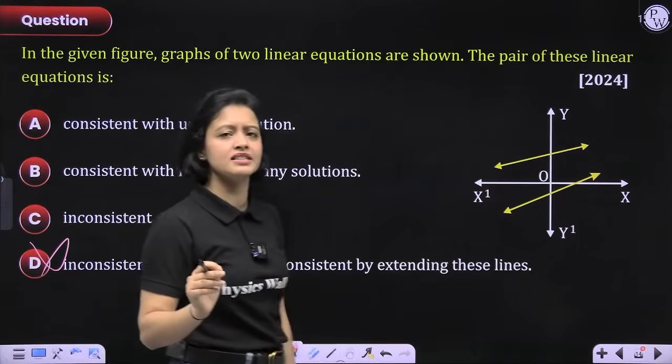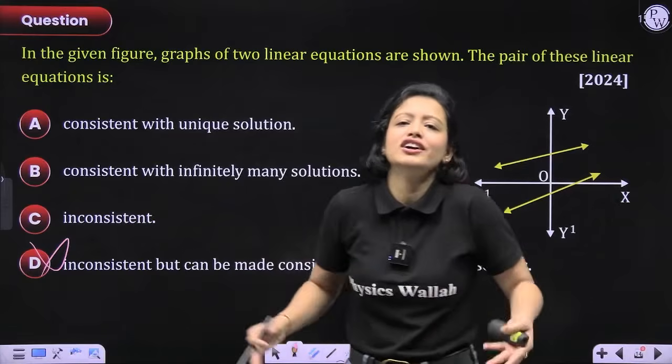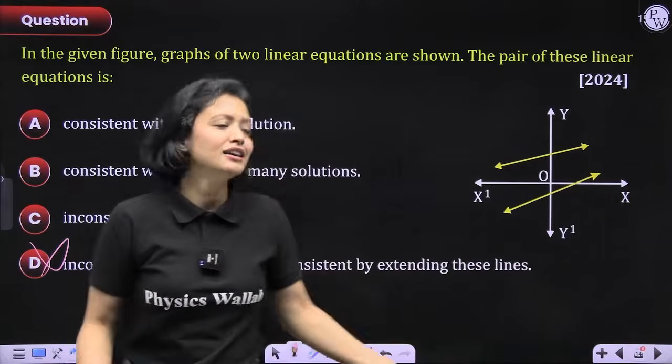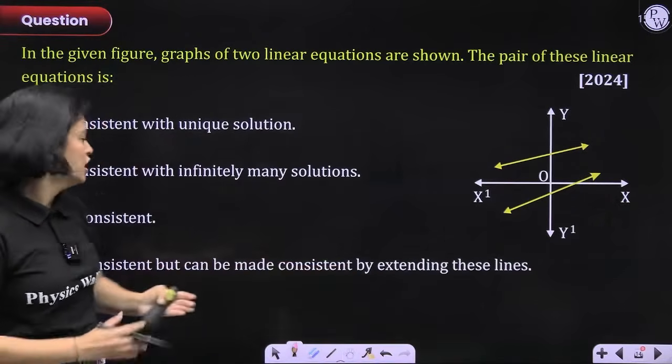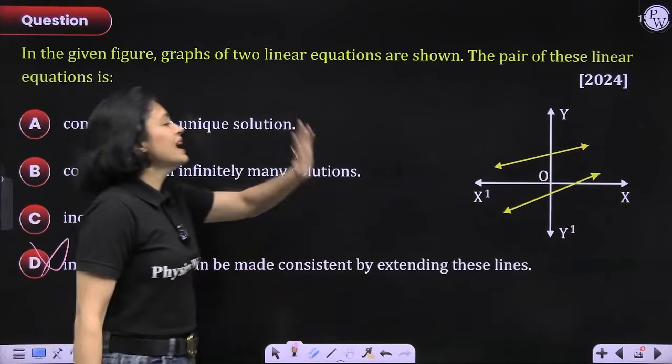If a system is inconsistent, it is inconsistent. You cannot convert it into a consistent system, right? So this here is an absurd option. So this is obviously wrong. Now, let's see the graph, everyone.